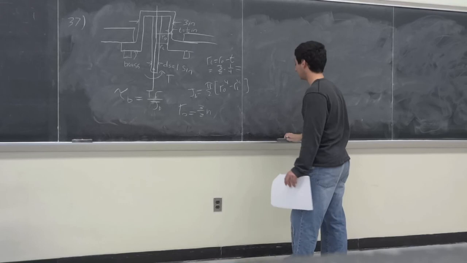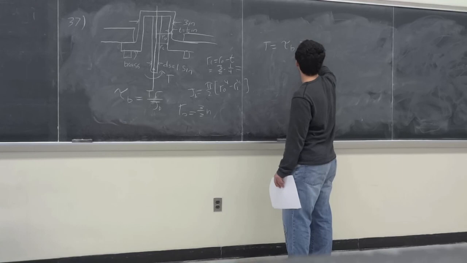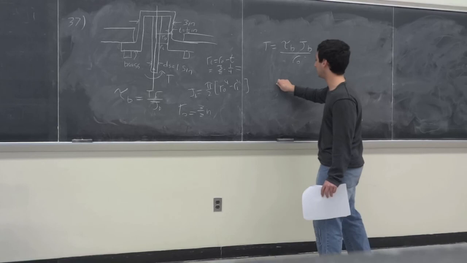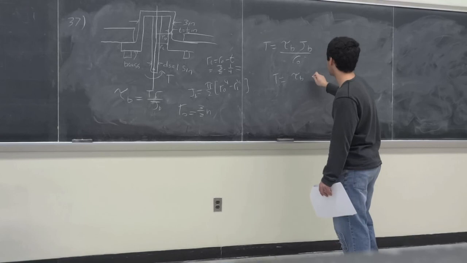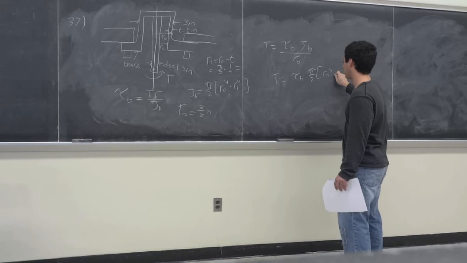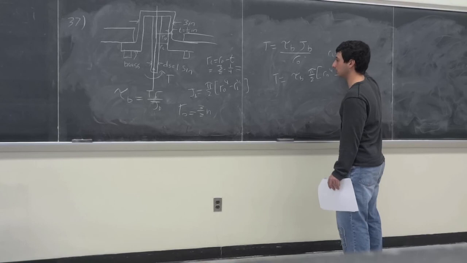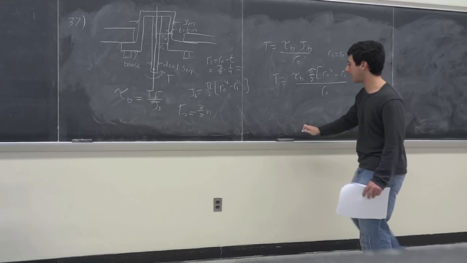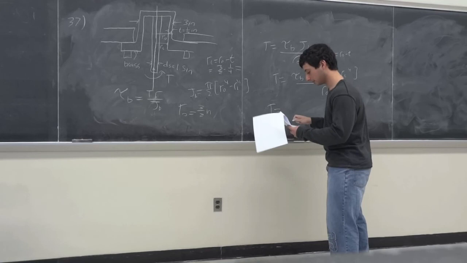Okay, so the torque is equal to tau B times JB over R. Okay, so R in this case is what? I said before, this is R naught. So T is equal to tau B, JB is pi over 2 times R naught to the fourth minus RI to the fourth. And I said RI is equal to R naught minus T. So you could substitute this in here. And then R naught is on the bottom here. And we know R naught is 3 over 2. Okay, so the torque you get in this case is 19.2 kips times an inch.